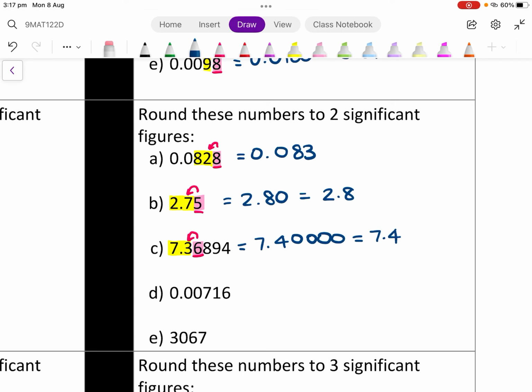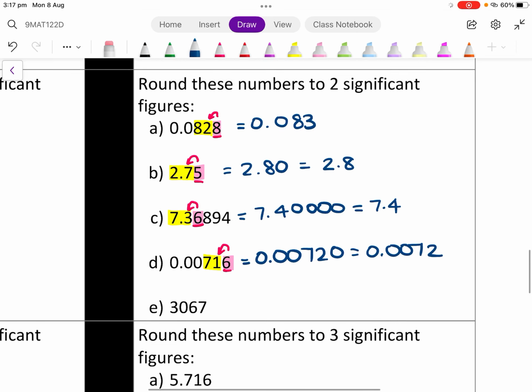For D, we have 0.00716. Our first two non-zero digits are our 7 and our 1. The 6 behind it is greater than or equal to 5, so it will round the 1 up, so that our answer will be 0.00720, which we can just write as 0.0072. And in E, our first two digits that are significant are the 3 and the 0. This 6 behind it rounds up our 0 to become a 1 because 6 is greater than or equal to 5. So we'll have 3, 1, and we make our other two digits 0.